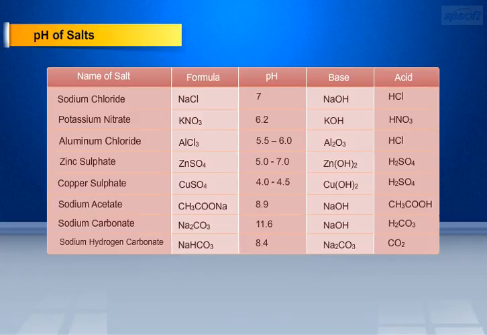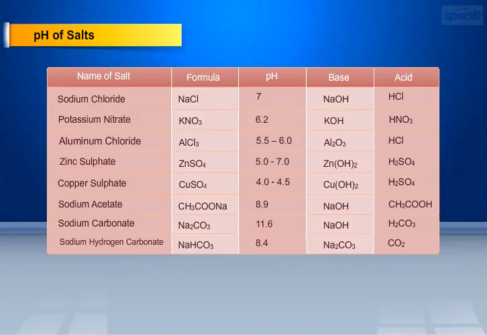Formula for aluminium chloride is AlCl3, and its pH value is 5.5 to 6.0. Its base is Al2O3, and its acid is HCl. Formula for zinc sulfate is ZnSO4, and its pH value is 5.0 to 7.0. Its base is Zn(OH)2, and its acid is H2SO4. Formula for copper sulfate is CuSO4, and its pH value is 4.0 to 4.5. Its base is Cu(OH)2, and its acid is H2SO4.